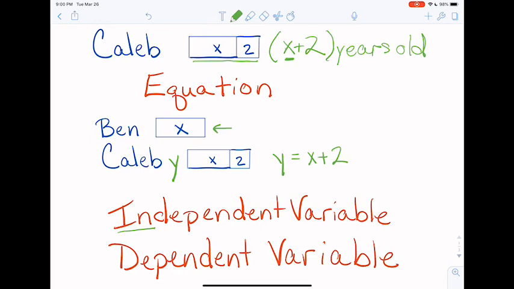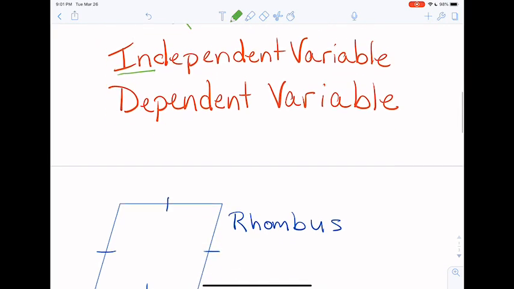Our dependent variable is going to be Caleb because that Y equals the independent variable plus 2. So the Y is the dependent variable. That is going to be the variable that is by itself when you have two variables in an equation like this. The independent variable is going to have other numbers with it. Let's take a look at another example.